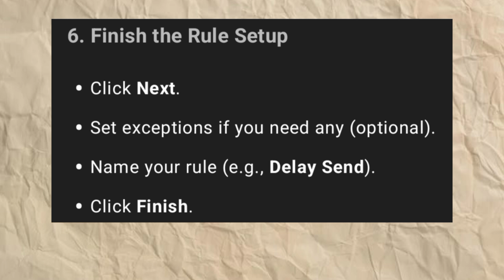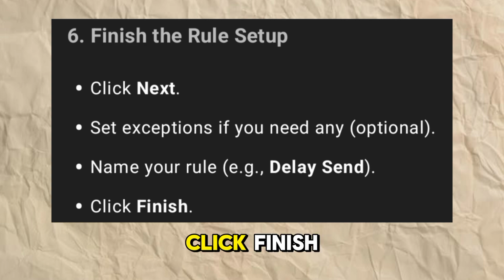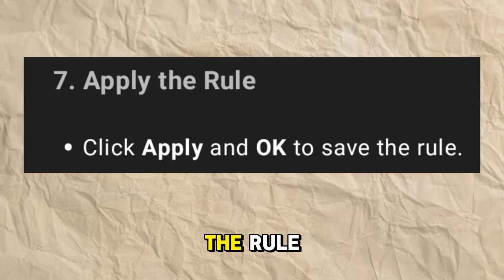Click Next. Set exceptions if you need any. This is optional. Name your rule. Example, delay send. Click Finish. Number 7, click Apply and OK to save the rule.